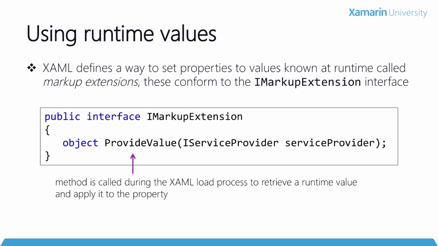XAML defines a general mechanism for this called markup extensions. These are little classes which conform to a special interface named IMarkupExtension, which has a single method to provide a value. When the XAML parser encounters a markup extension, it creates the class, passes any supplied parameters to the constructor, casts it to an IMarkupExtension, and then invokes the single ProvideValue method to retrieve the final value to set the property. You can create your own markup extensions by implementing this same interface. It's a common way to extend XAML with new features and capabilities that aren't part of the platform.